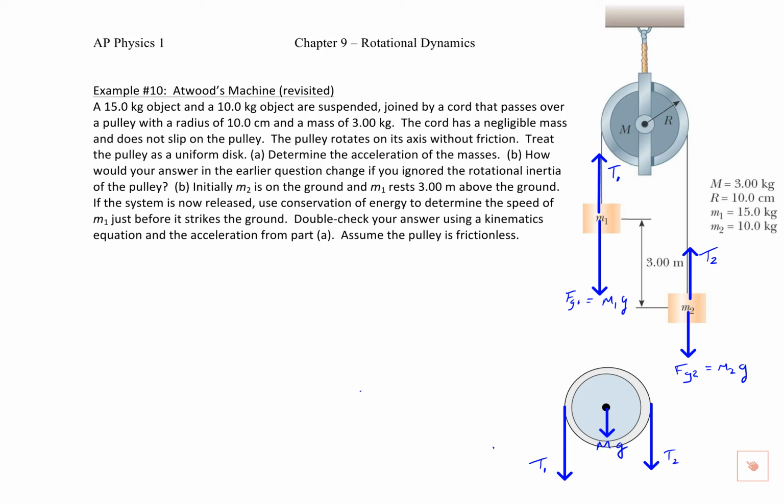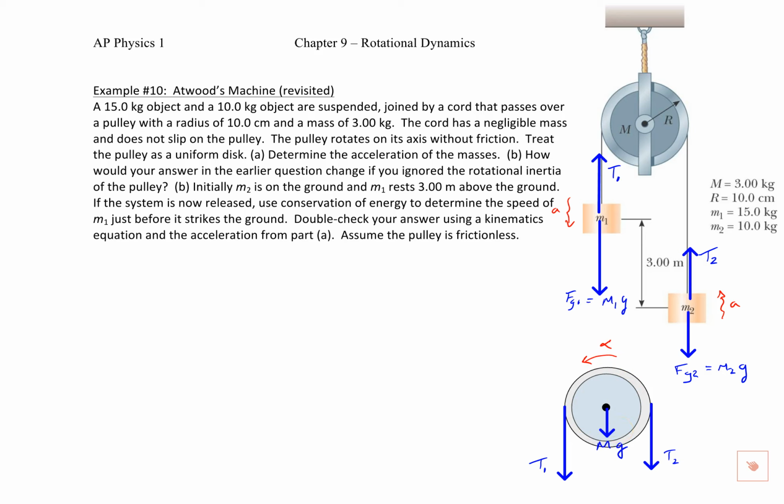Next, I also like to show the direction of the acceleration. We know that T1 and m1g, that force is bigger because m1 is going to accelerate downwards and m2 is going to accelerate upwards. So let's show that acceleration. We know m2 is accelerating upwards because it is a smaller mass than m1. And these two accelerations are identical. Hence, the wheel is also going to feel an acceleration angularly in this counterclockwise direction.